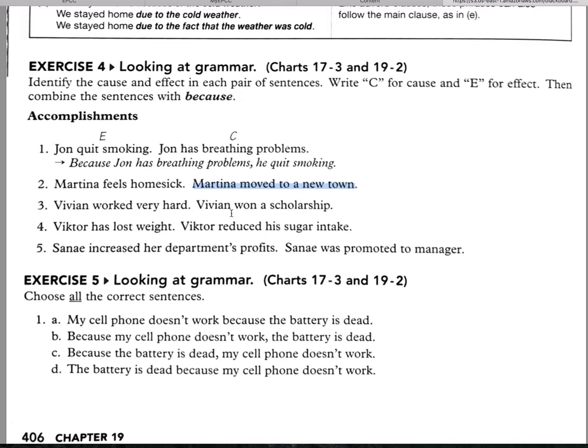Okay, go ahead and look at number 3, number 4, and number 5. Identify the cause and the effect, and then combine both sentences using because. I'll give you a couple of minutes for that, please.